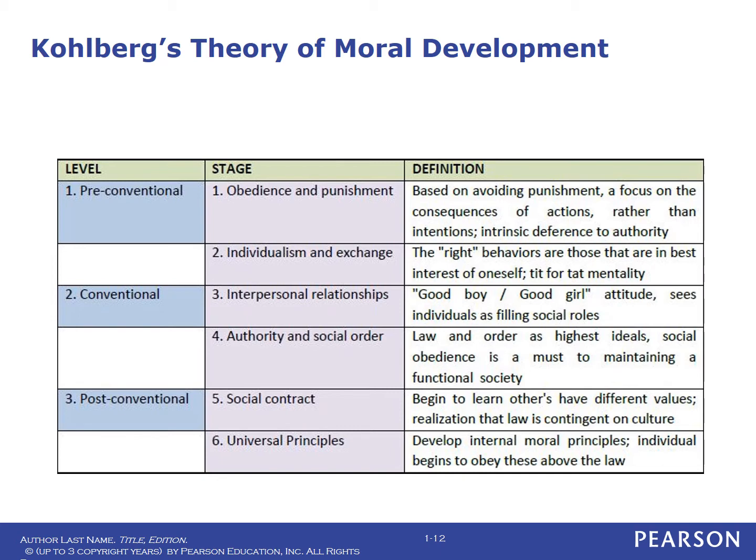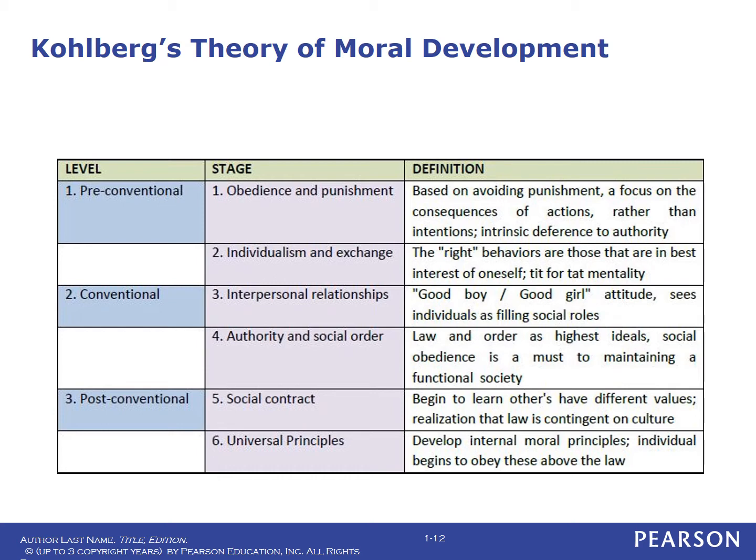Two stages are at the post-conventional level. The first of those, and the fifth in the sequence, is called social contract. And you begin to learn that others have different values. And so you might begin to say that law is contingent on the culture. So you might begin to see that not all laws are the same and not all laws are equal, and that it's okay to break some laws if they're unjust.